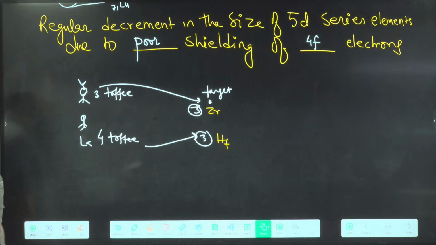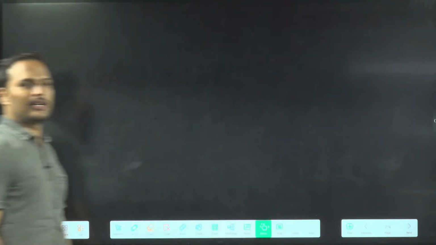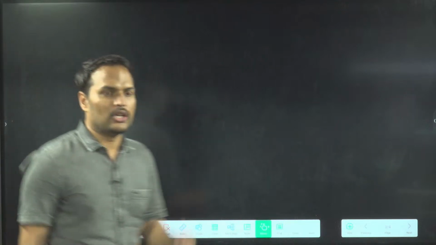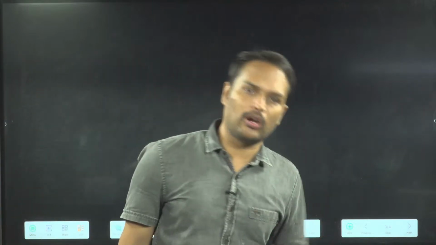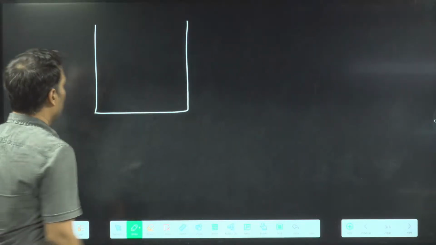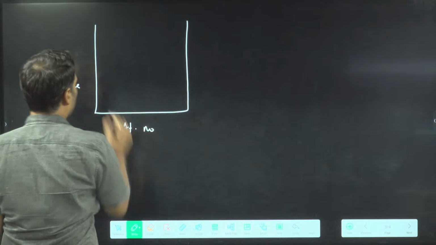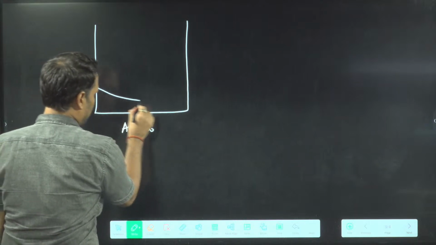Okay, done. Now we will make a graph to understand this point easily. You will find this graph in D block NCERT, so you will study it there also. We are making it here also. See, what is the graph? The graph is like this. This is your size, this is your atomic number. I am making this for the 3D series.